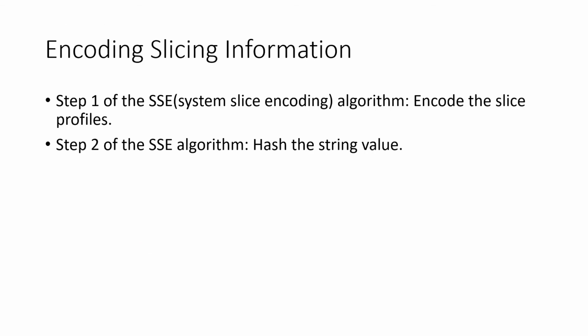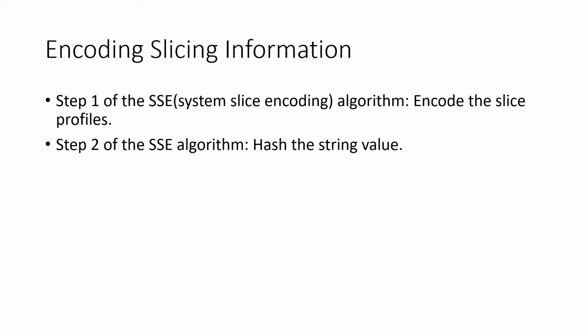Coming to encoding slicing information, the basic process of this algorithm starts with a single pass through the system dictionary, encoding each slice profile to a string value, which is then fed to a hash algorithm to produce the result. There are two steps in the SSE algorithm. The first step is to encode the slice profiles and the second step is to hash the string value. This step maps the encoding string from step 1 to a hash value using the MD5 hash algorithm.